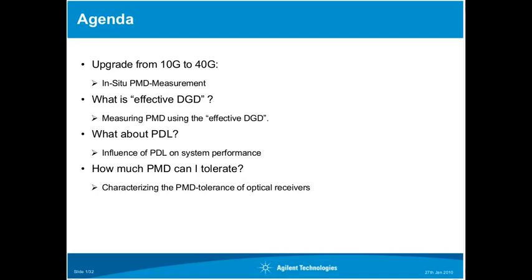In this context, the term effective DGD, effective differential group delay, is popping up. So I'm going to explain to you what that's about. And lately, when we talk with people about Polmux systems in the area of 100 gigabit, it turns out that questions arise with respect to PDL. So I'll shortly address this topic because we did some work on that too.